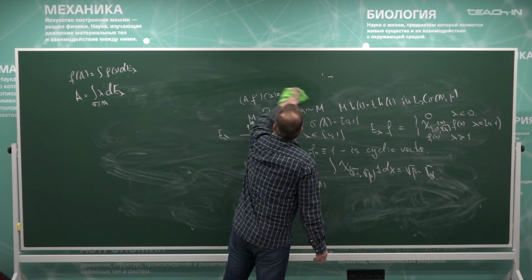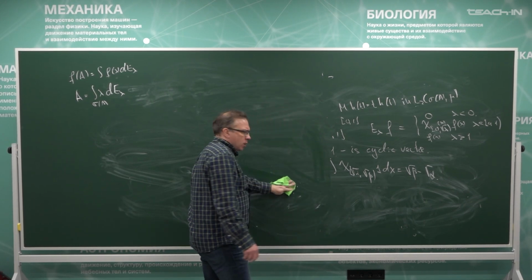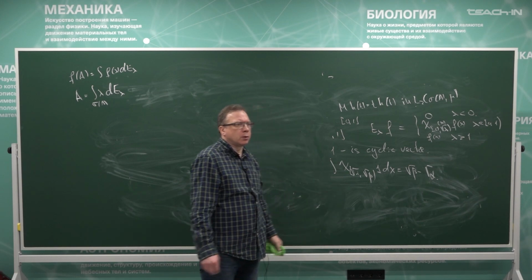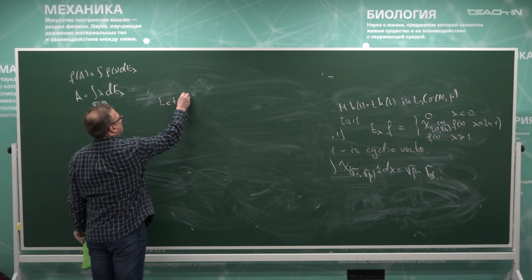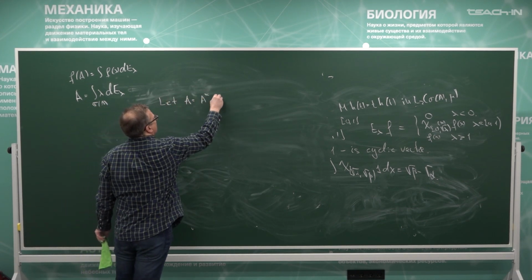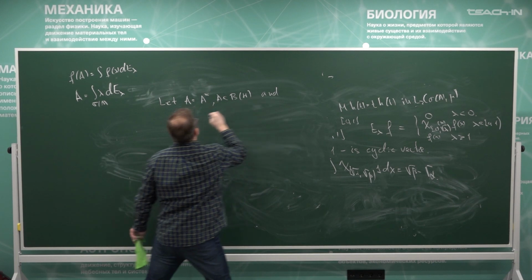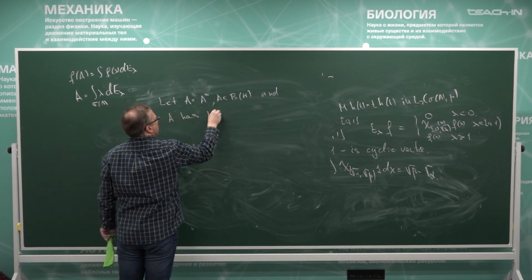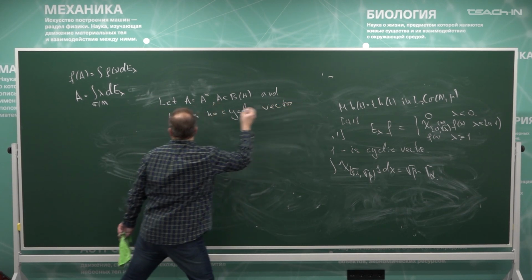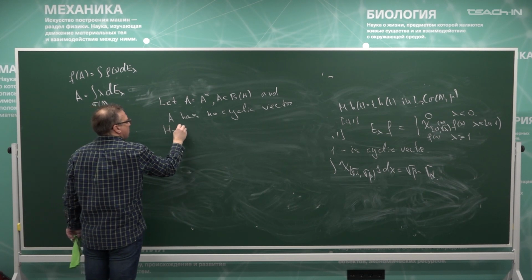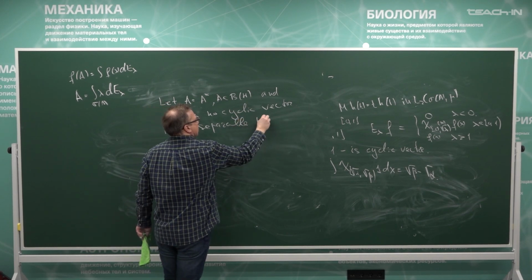Okay, and what happens if the operator has no cyclic vector? We discussed it only without proof, but what can we do if the operator has no cyclic vector? Theorem. Let A be a self-adjoint, bounded operator, and A has no cyclic vector. H is a separable Hilbert space.